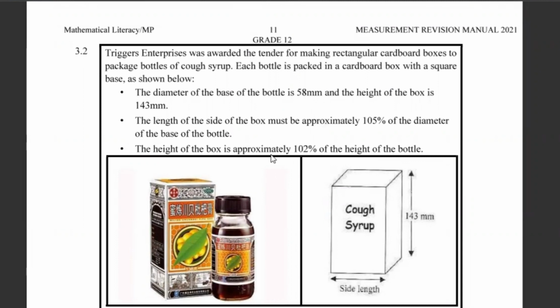All right, take note. The diameter of the base of the bottle is 58 millimeters, and the height of the box is 143 millimeters. Now these don't work hand in hand. This diameter is for the bottle, then the height is for the box.